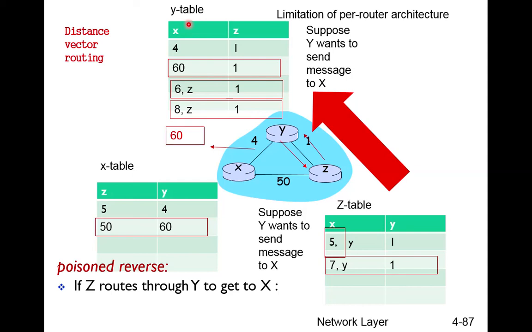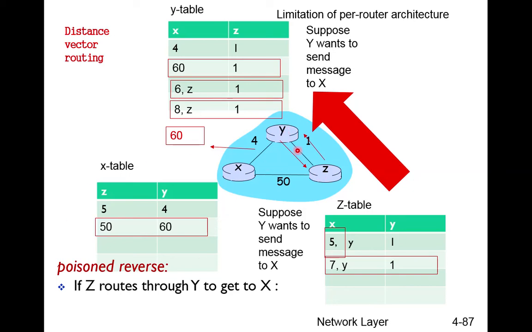Why has the loop occurred? Because if Y wants to send data to X, it will send the data to Z, because the distance of X from Y is 8 and the next hop is Z. And Z has an entry that node X is at a distance of 7 from Z, and the next hop is Y. So Y is forwarding to Z and Z is forwarding to Y. We have already discussed it.